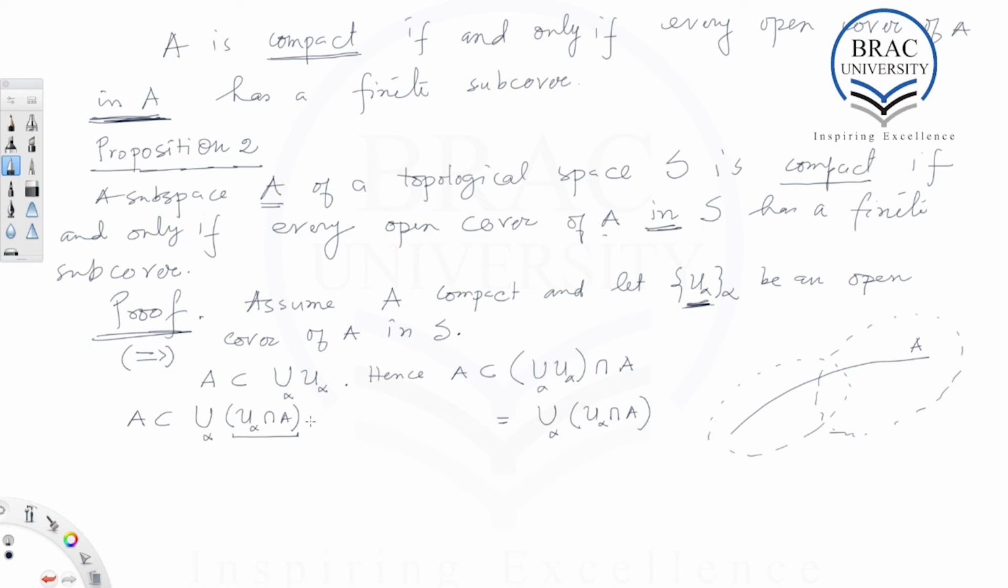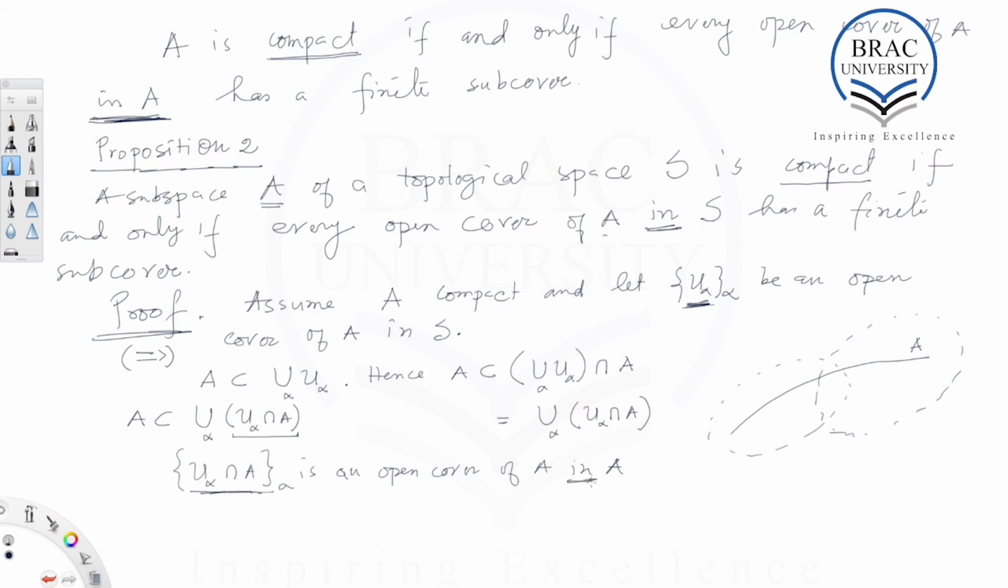These are the open sets in the subspace topology of A, right? Which means that this is an open cover of A in A. These are open sets in the subspace topology of A, and this is a cover of A, since A is contained in the union of these open sets in A, and therefore this collection is an open cover of A in A.